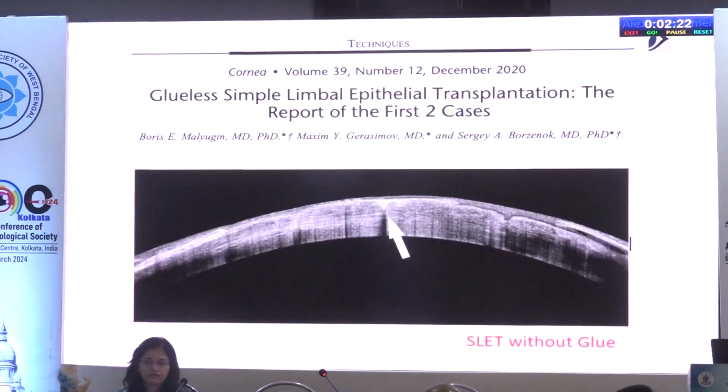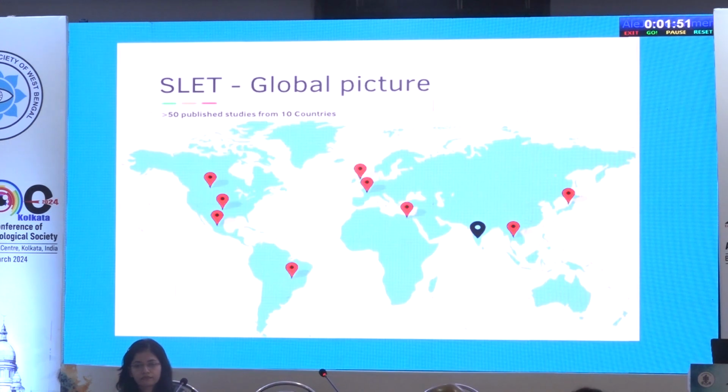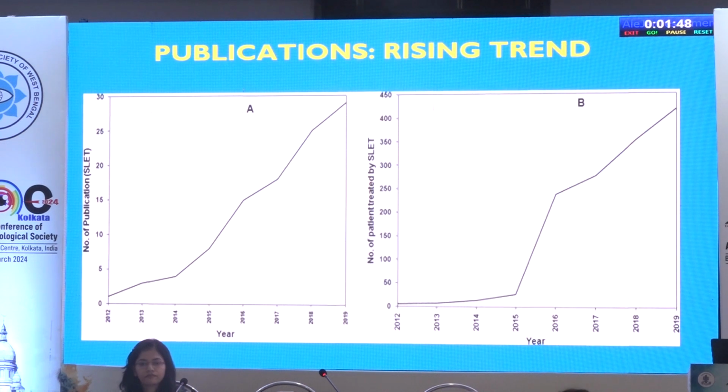These are further modifications. And now you are seeing papers, like this one from Boris Malyugin's group in Moscow. They have shown you don't need an amniotic membrane or a fibrin glue, so you can still do limbal SLET and it works very well. If you look at the publications and the number of reports from different countries, it has really grown global. This is the global picture, and there are around 80 or 90 publications to date.